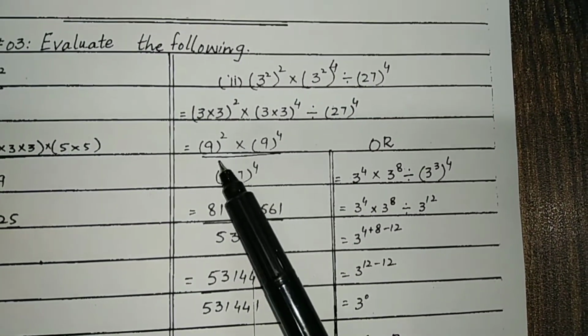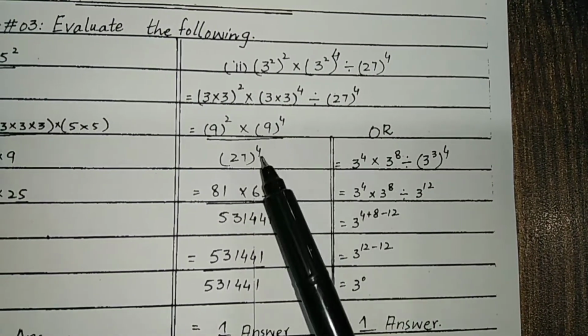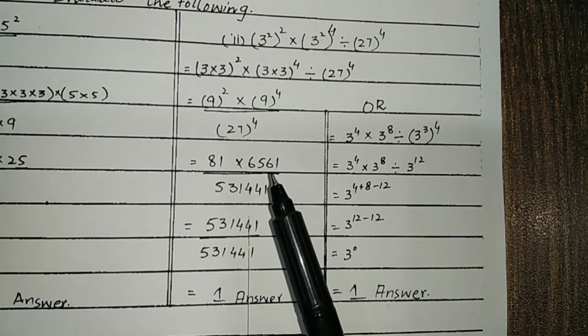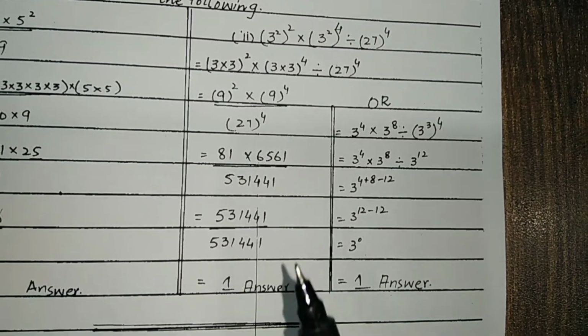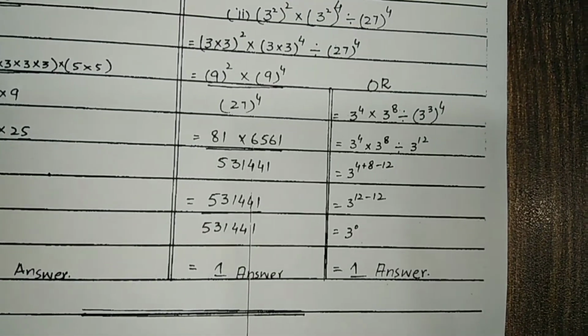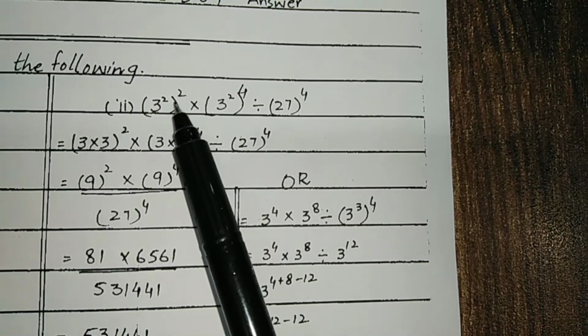Now 3 3s are 9, power 2 multiplied by 3 3s are 9 power 4, and divided by 27 power 4. 9 square is 81 times 9 power 4 is 6561, and 27 power 4 is this. When you multiply the numerators, they will be cancelled out and you will get the answer 1. But there is another method, where you multiply the powers.